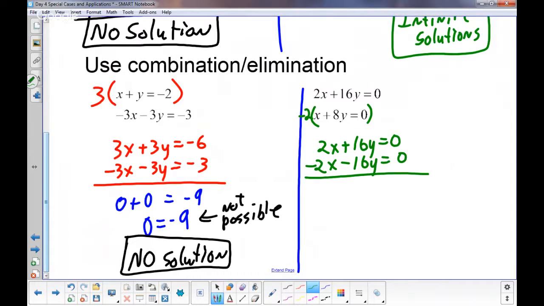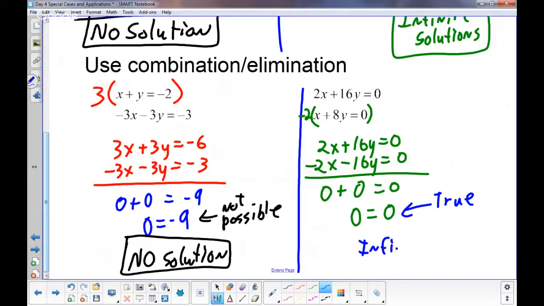We add those together, 2x minus 2x is 0. 16y minus 16y is 0. So we end up with 0 equals 0. So again, we see 0 is the same. That is a true statement. So therefore, it is infinite solutions.